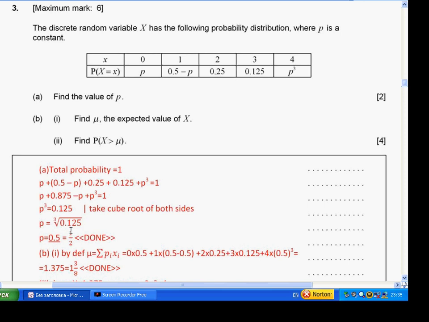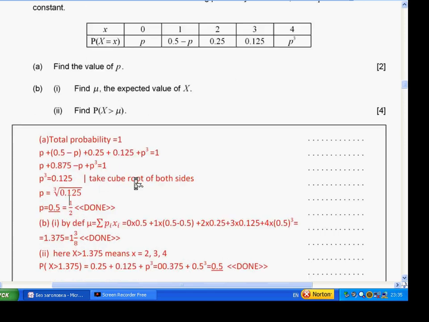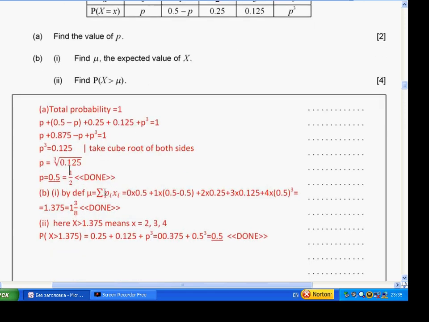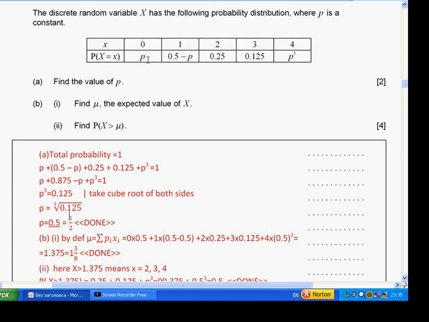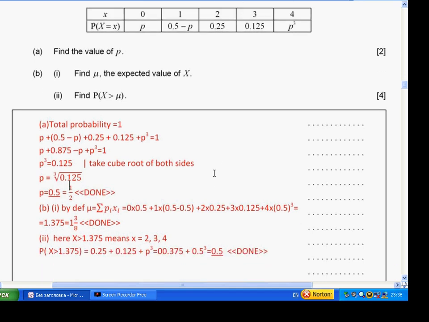Done. Part b, find the expected value. The expected value, by definition, is the sum of probability times value. So we multiply all values by probabilities, add up, and knowing the value of p, we find that it is 1.375.